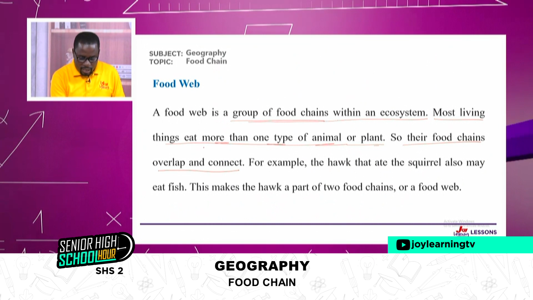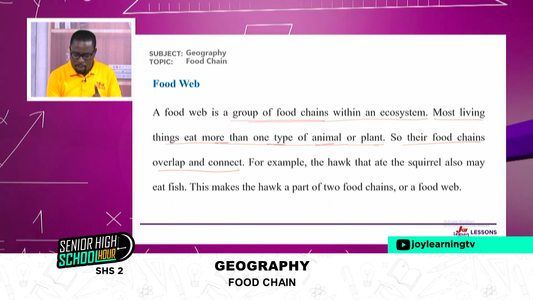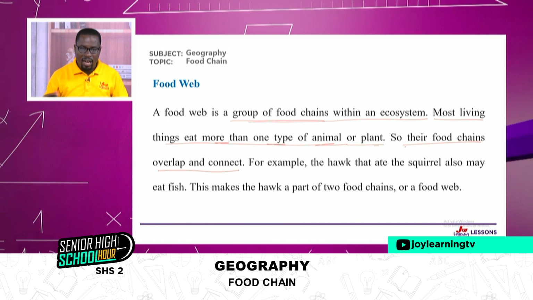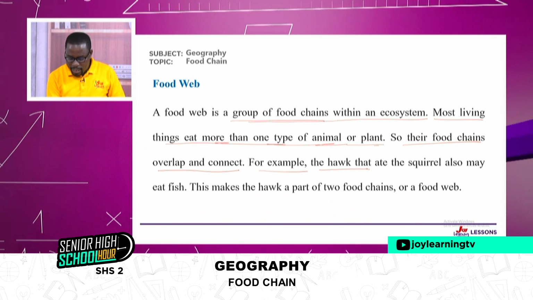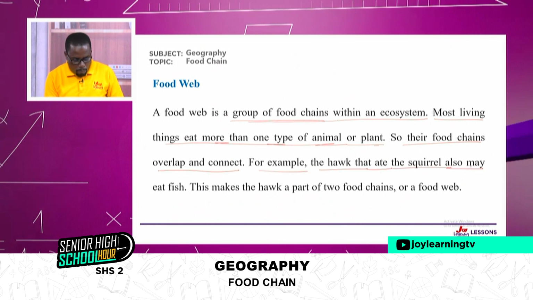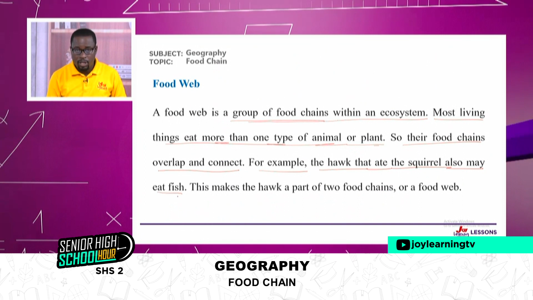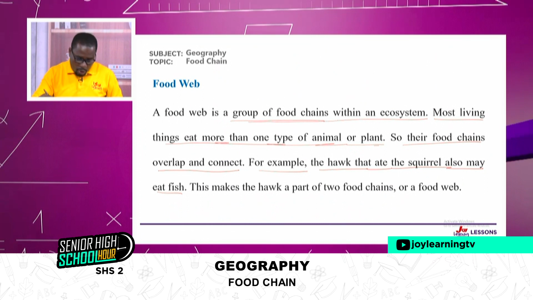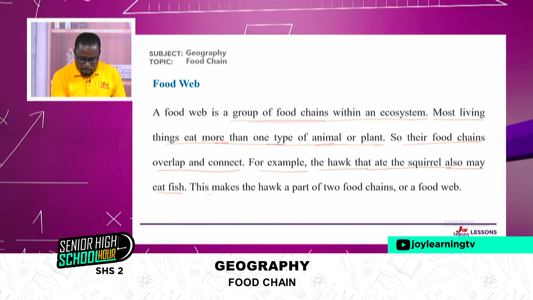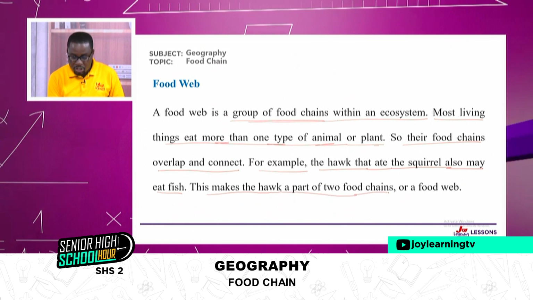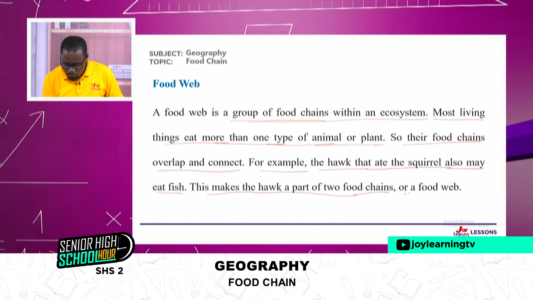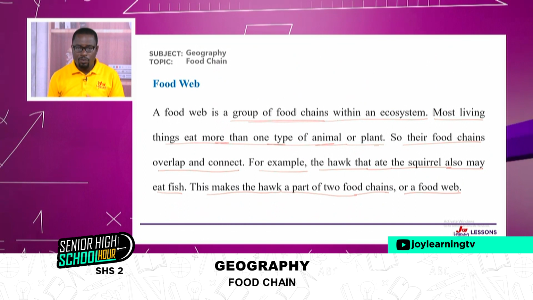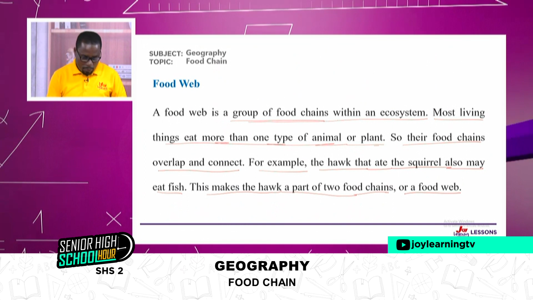So most living things eat more than one type of animal or plant. So their food chains overlap and connect. For example, the hawk that eats the squirrel also may eat fish. This makes the hawk a part of two food chains. Did you hear that? So the emperor penguin, or a food web. Is that okay? So the food web has more food chains. It's as simple as that.